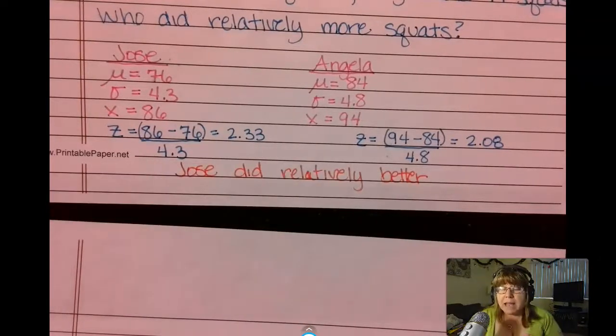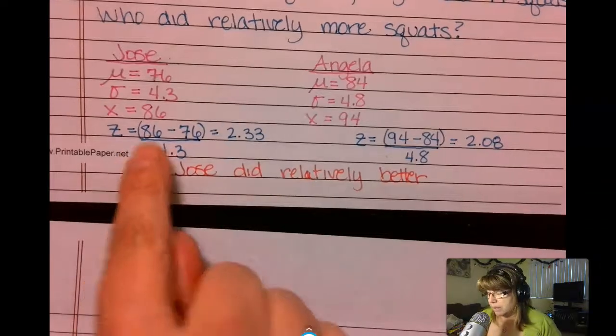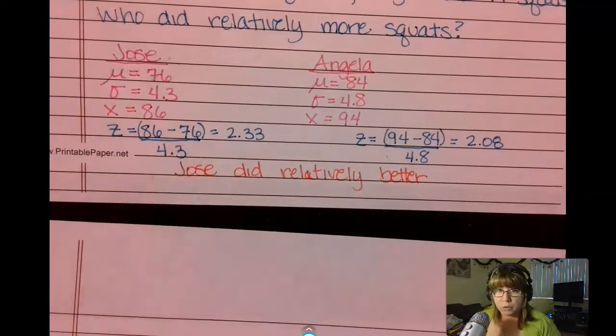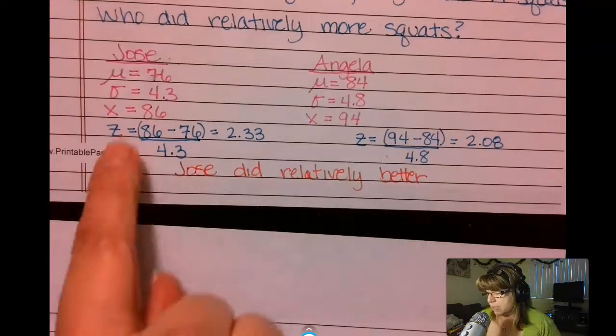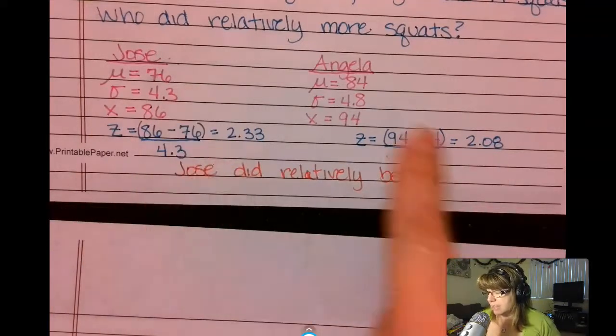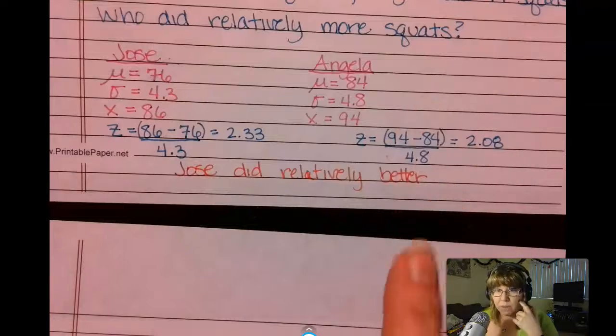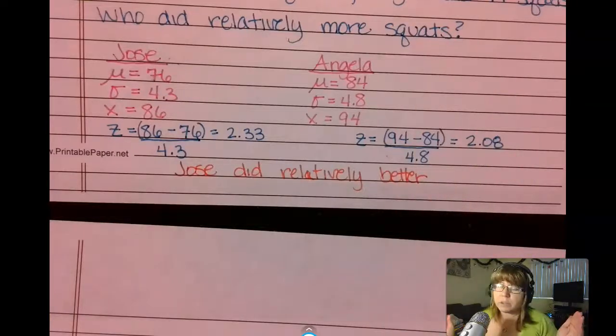Okay. Now, I do want to clarify one thing. When I put this into the calculator, I needed to make sure that I had parentheses around everything in my numerator. Otherwise, it wouldn't have worked out right. So I need a parenthesis around the 86 minus 76 and the 94 minus 84. After that, the calculator will do the rest of the math for us.